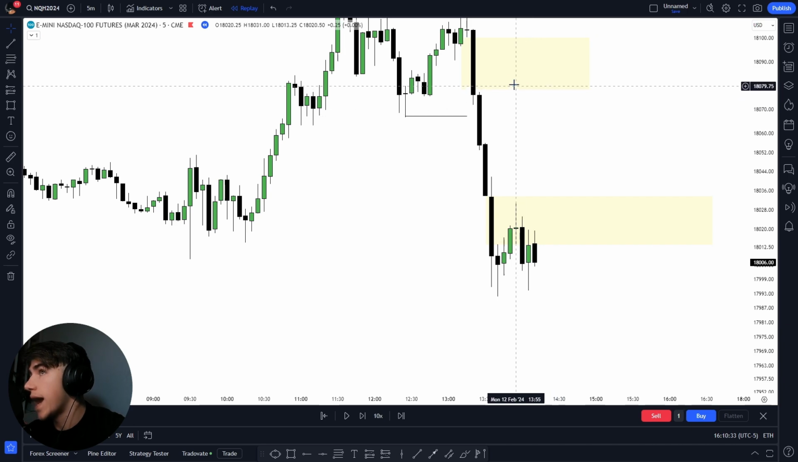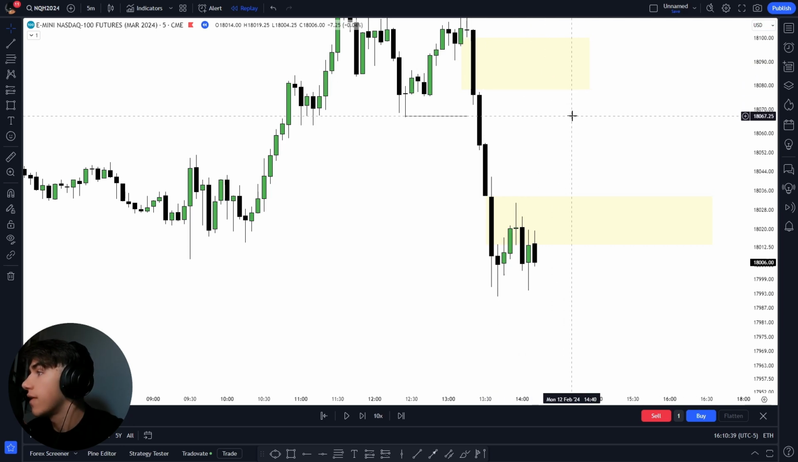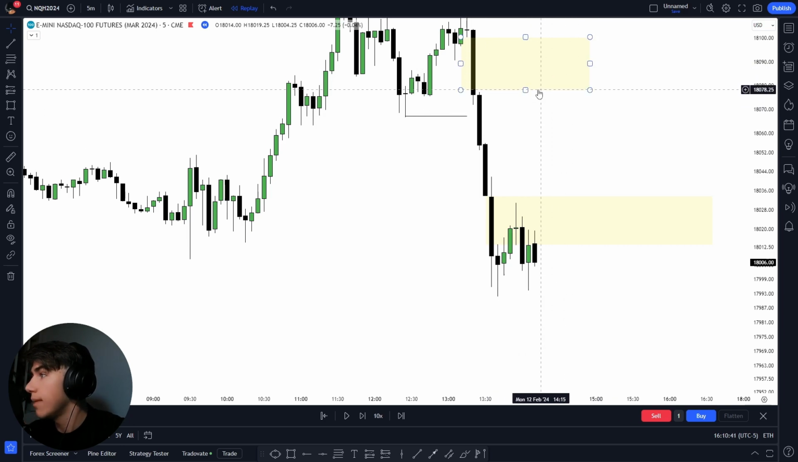Whenever ICT has a breakaway gap annotated, that means that he does not expect price to retrace back into that gap. And he will often put his stop loss there because if it does retrace into that breakaway gap, he probably doesn't want to be in the trade anymore.